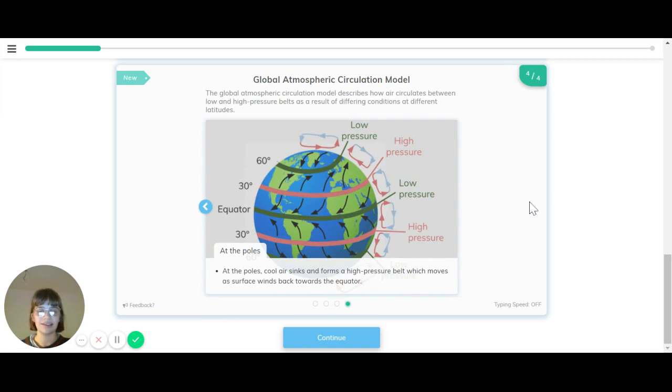And finally, let's have a look at the poles. At the poles, cool air sinks and forms a high pressure belt which moves as surface winds back towards the equator.